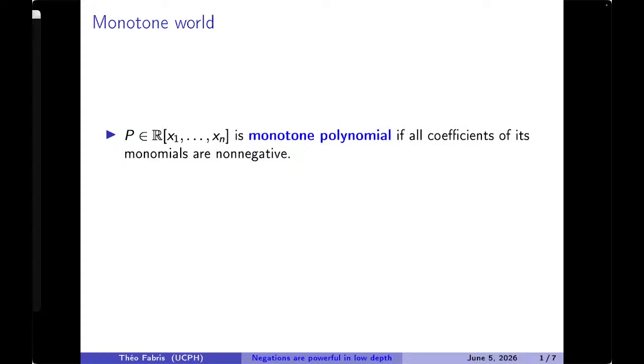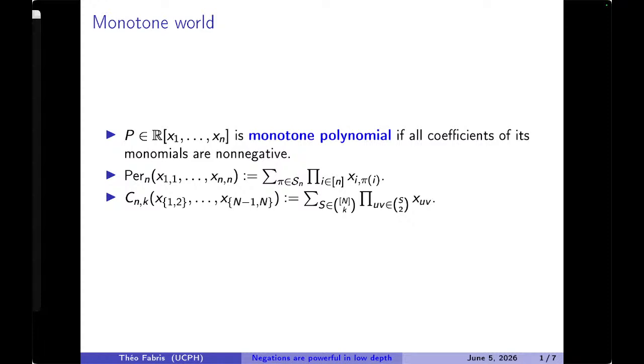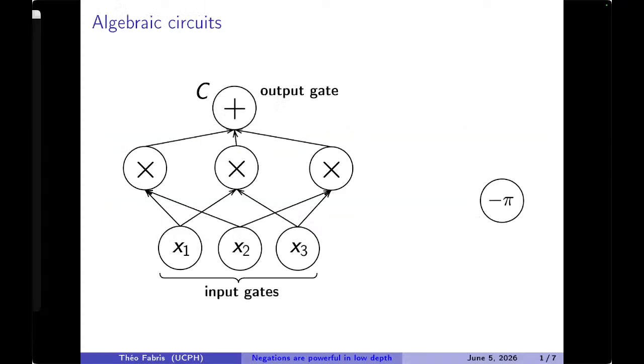Good. Now I'm going to give you a few definitions. In the monotone world, the main objects are monotone polynomials, which are just polynomials where all the coefficients are non-negative. The main examples are the permanent, which counts the number of perfect matchings in bipartite graphs and has this nice expression, and also the clique polynomial, which counts the number of k-cliques in a graph. Those are just examples to keep in mind.